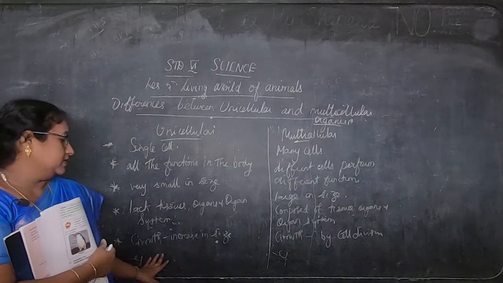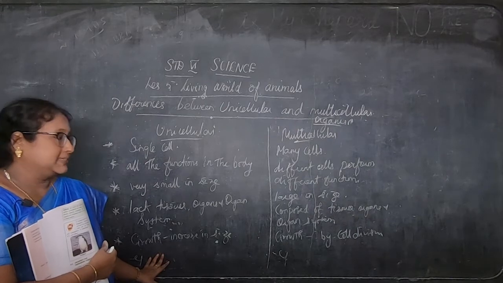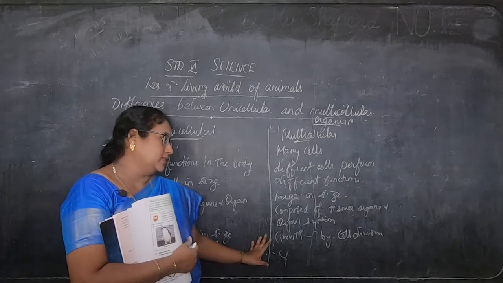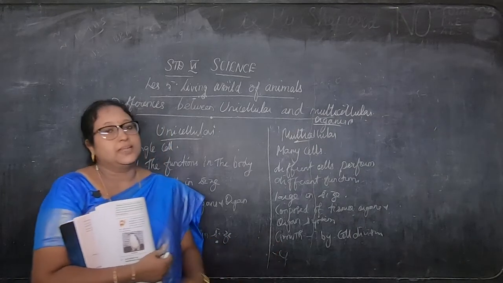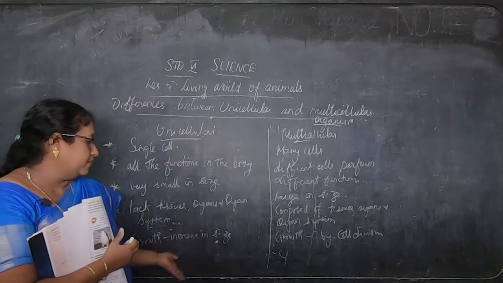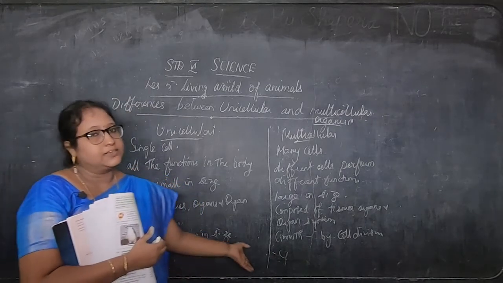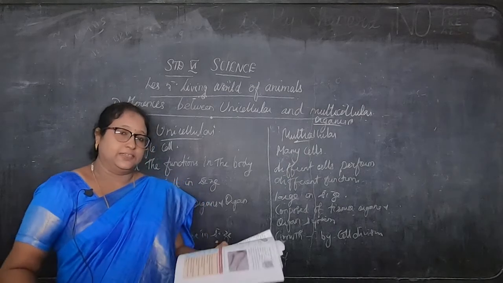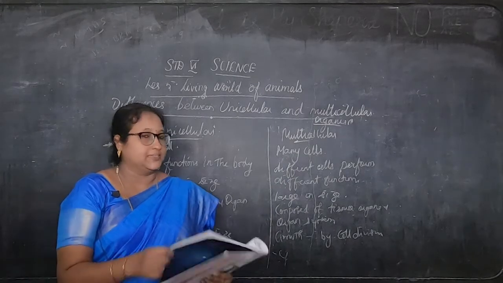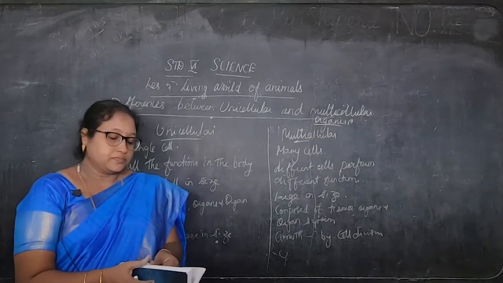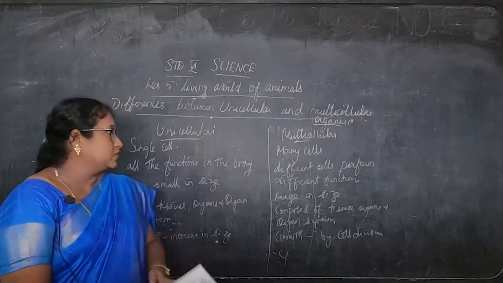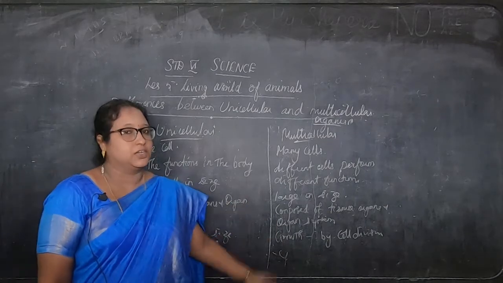In unicellular organisms, growth is an increase in the size of the cells, while in multicellular organisms growth happens by cell division. Examples I already gave: amoeba, paramecium and euglena. Here are the multicellular examples: earthworm, lizard, man, frog. I think you have understood the differences between unicellular and multicellular organisms, children.